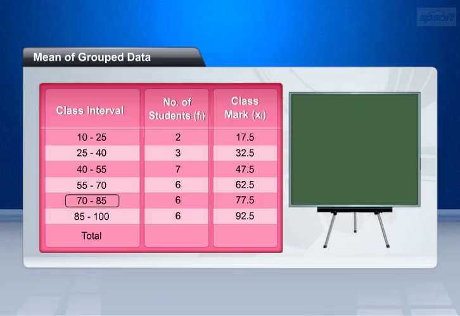Consider class interval 70 to 85. xi equals 77.5, A equals 47.5. Then di equals 77.5 minus 47.5. This is equal to 30. Then ui equals 30 by 15. This is equal to 2. Consider class interval 85 to 100. xi equals 92.5, A equals 47.5. Then di equals 92.5 minus 47.5. This is equal to 45. Then ui equals 45 by 15. This is equal to 3.